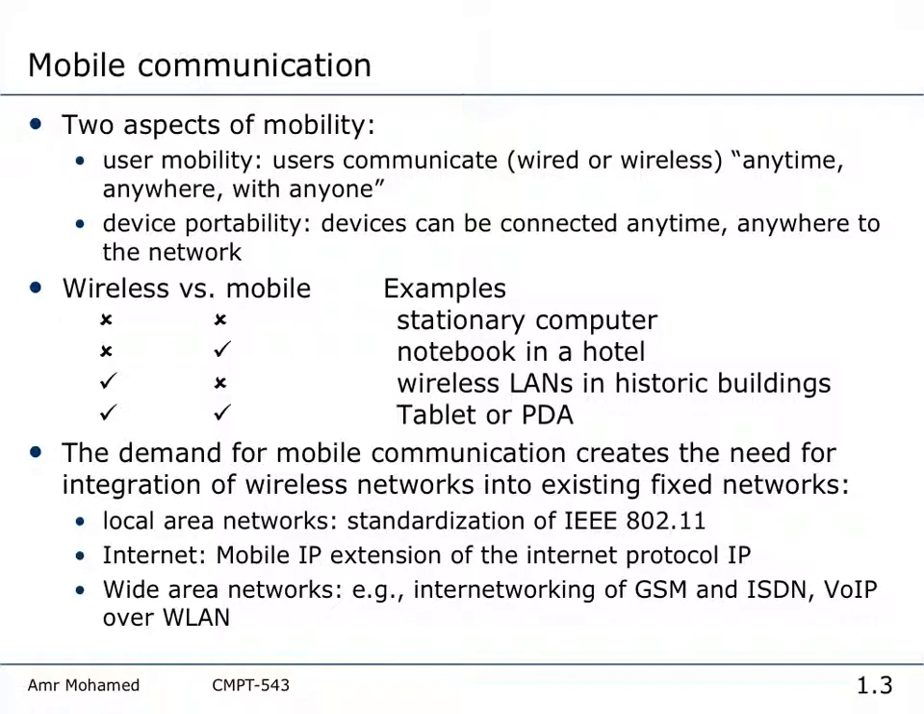Okay? So we have no wireless and no mobility, like a stationary computer, a workstation, which has no wireless, nothing; it's hooked up to the wall, connected to the power source, and that's it. So no mobility and no wireless. We have a notebook in a hotel, which is not necessarily wireless, but it's mobile, which means that it's portable. And we have wireless, but not mobile.